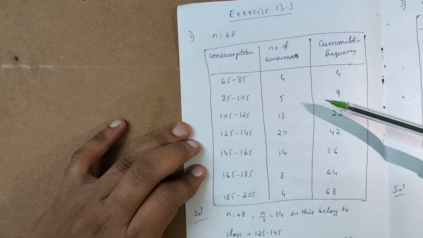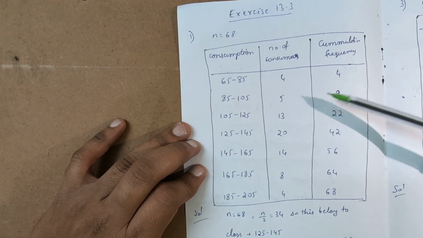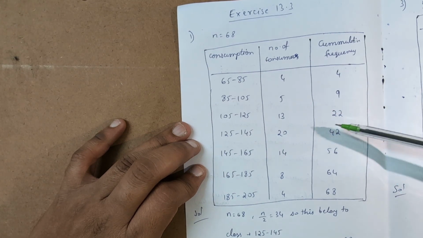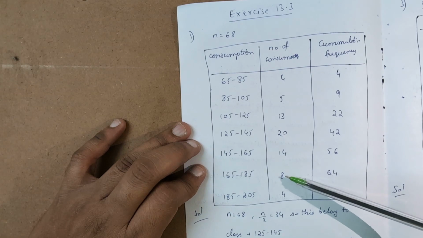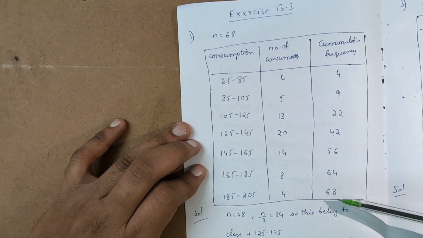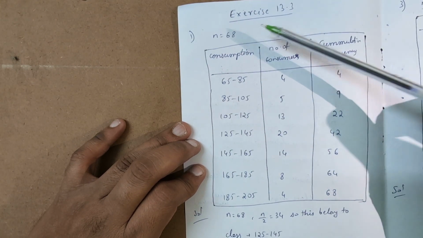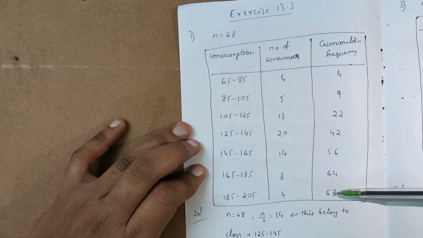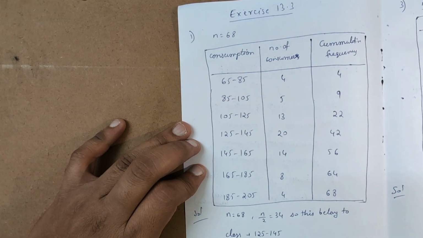So here it is 4 and till here it is 9. Till here you can directly add with this one. So 13 plus 9 will be 22, 20 plus 22 will become 42, 14 plus 42 will become 56, 8 plus 56 will become 64, and 4 plus 64 will become 68. So the final value should match the n value they have given. If any calculation mistake is there, just confirm with this value. If both are the same, then our table is correct.